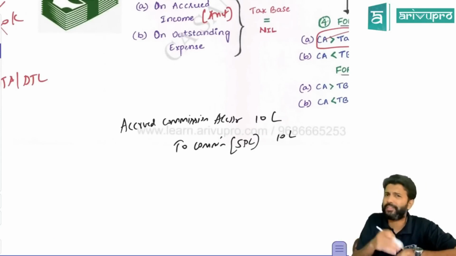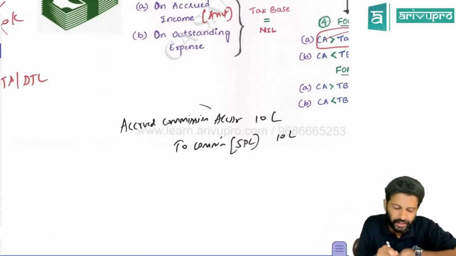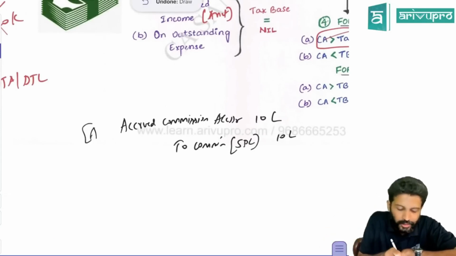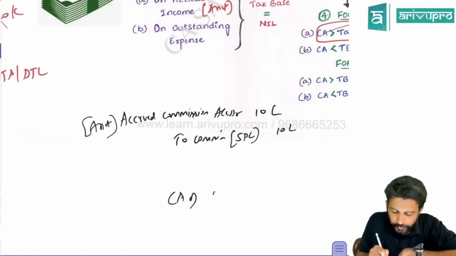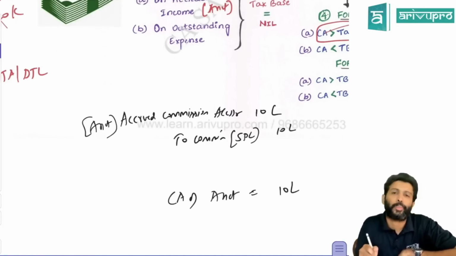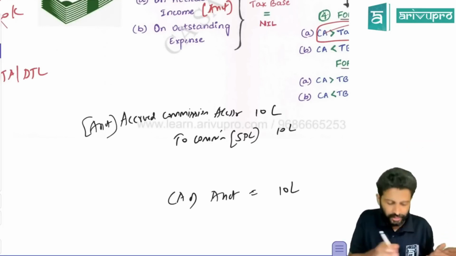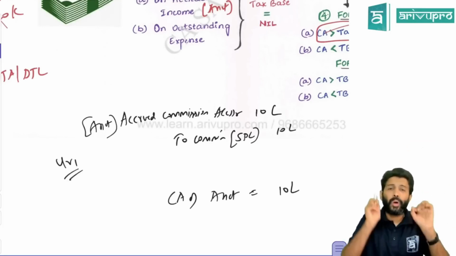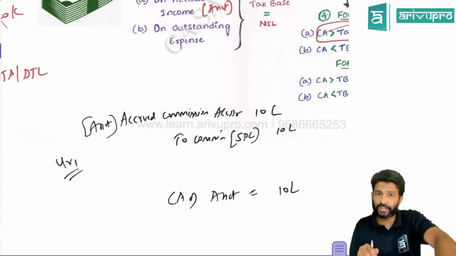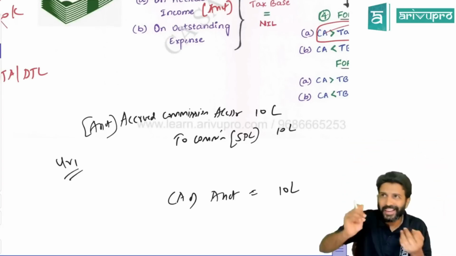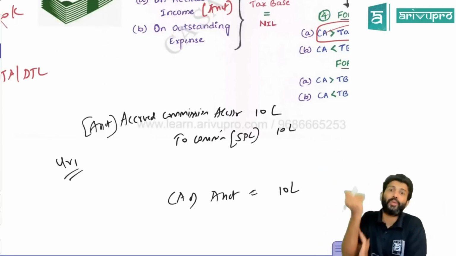And deferred tax liability, we don't create from the income expense angle. We create it from the asset liability angle. So this is an asset. So what is the carrying amount of this asset? The carrying amount of this accrued commission, which is an asset, is 10 lakh rupees. But the tax record says otherwise in year 1. What the Income Tax Act says is you have to pay tax on this commission on a cash basis, meaning you have to pay tax on this income only when you receive it.